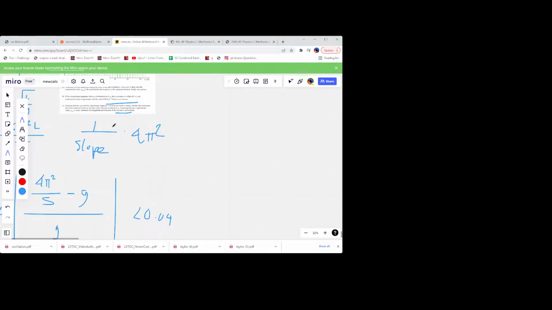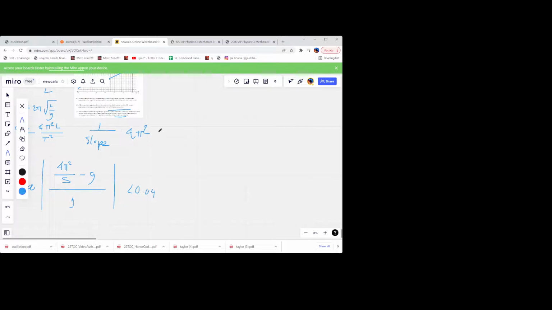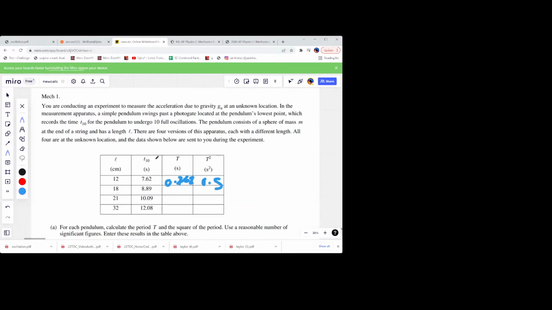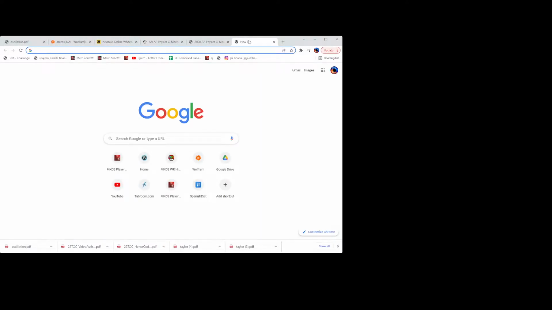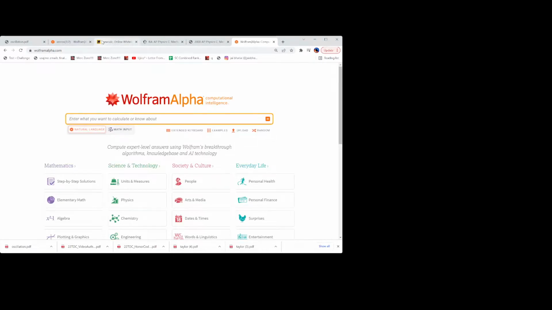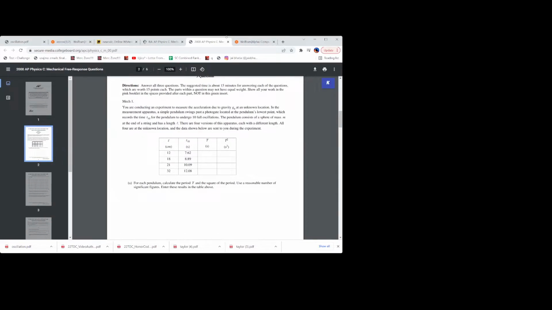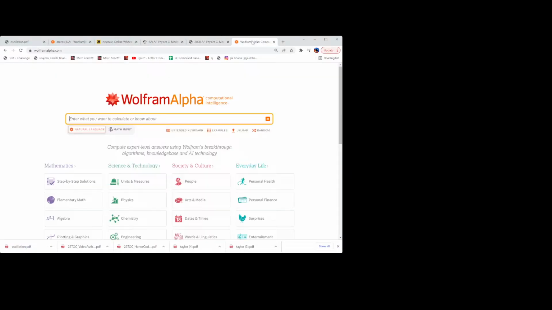Okay, so again, we have no idea what our 4 pi squared over the slope is. Although, we can kind of induct it. Okay, let me actually quickly calculate this, just to get a quick estimate here of what we're looking at. So, let's just take the first 2 data points.